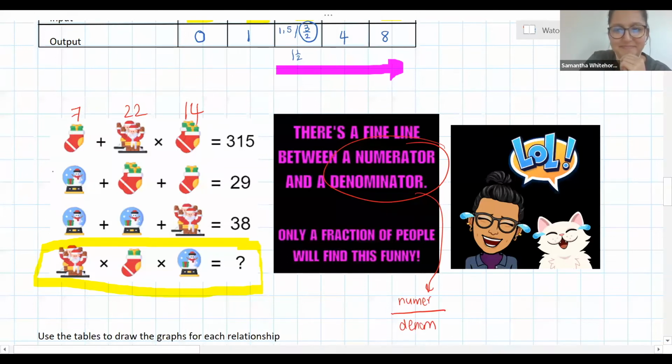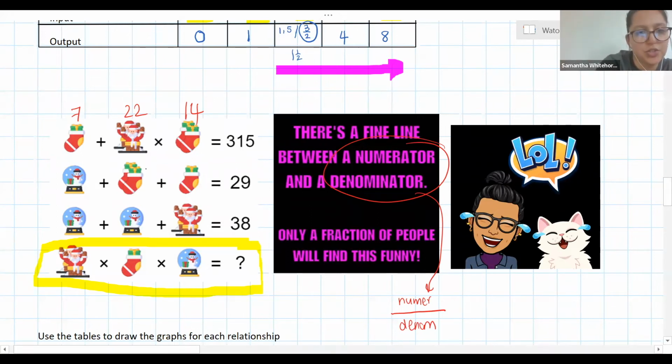Ma'am, I'm not really sure about this answer, but I think for the last one, ma'am, is 10,078. Okay. Not 10,000, 1,000 and 1,078. Okay, very, very close. What did you get for the value of the snow globe? 7, ma'am. Okay, why did you get 7?